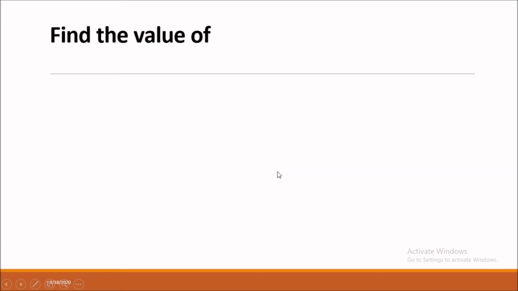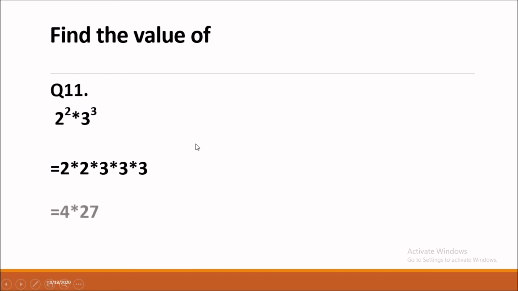Next question says find the value of. Now here we will start a little bit different operation. Question 11, 2 raised to the power 2 multiplied by 3 raised to the power 3. We can also call it 2 square and 3 cube. So we wrote them in expanded form, like 2 multiplied by 2. If this is 4, we write 4 times; if this is 6, we write 6 times 2. Similarly, 3 raised to the power 3, so I wrote 3 three times. Now I'm going to multiply them. 2 multiplied by 2 is 4, multiplied by 3, multiplied by 3, multiplied by 3, I got 27. Now I'll further simplify, so I get 108. That is the value of the question, or you can say the answer of question 11.